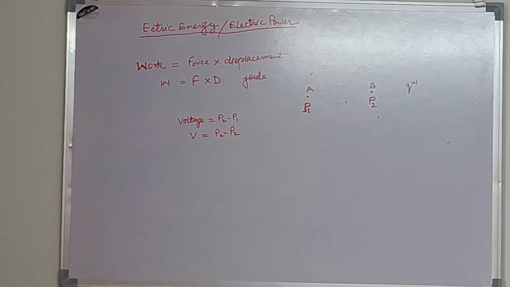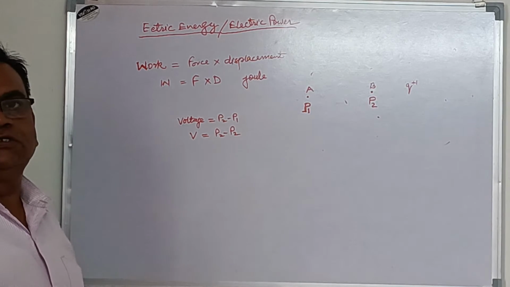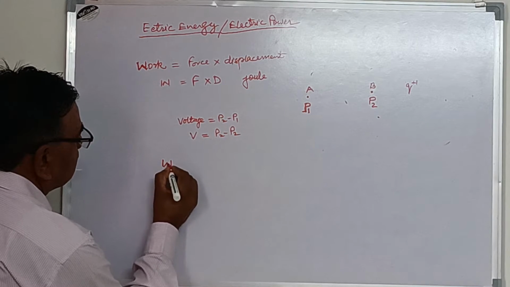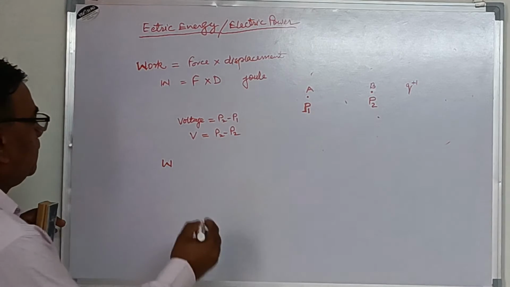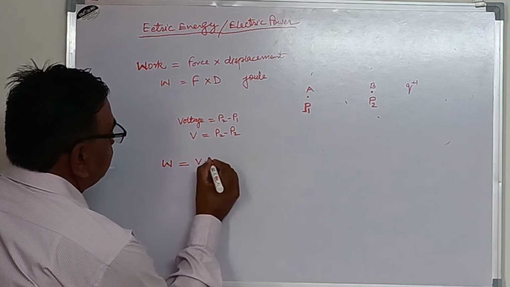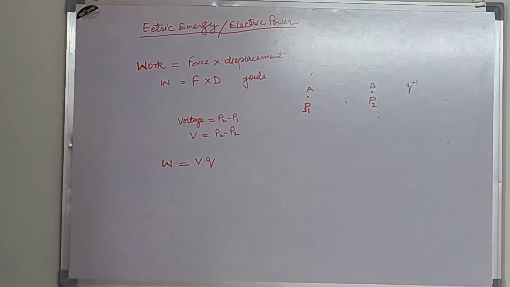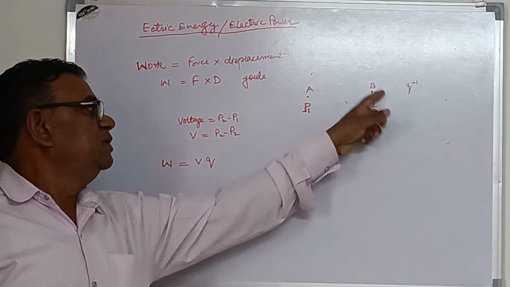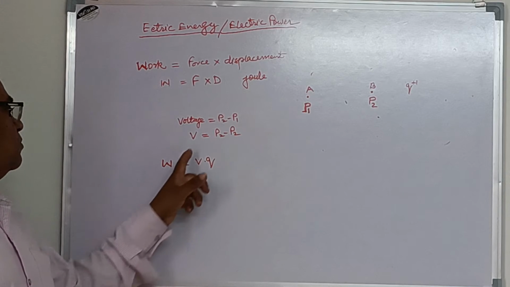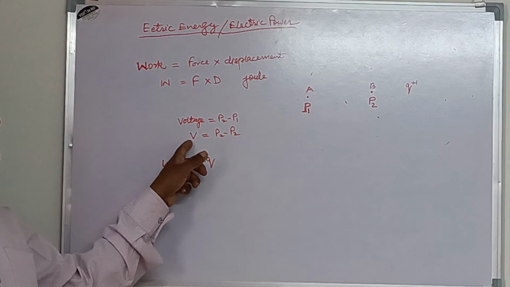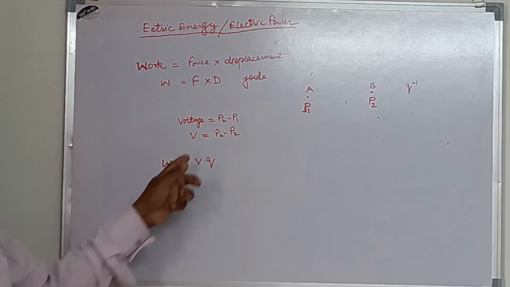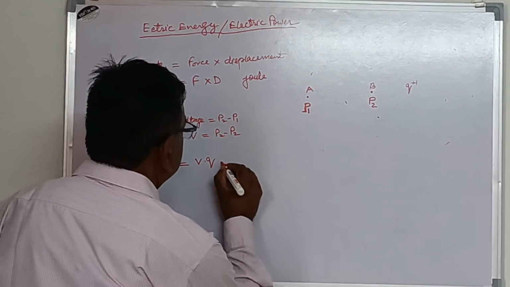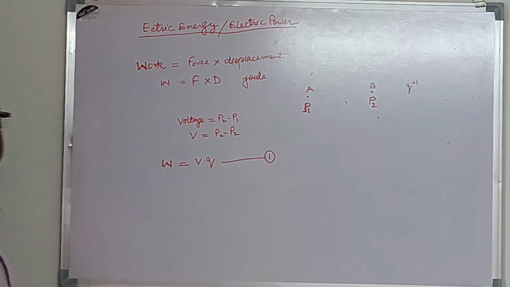Now, take a charge Q in place of unit positive charge. Now the electrical work done will be V into Q. When we displace a charge Q from point A to point B, where the voltage difference is V, then work done will be defined as V into Q. Let this be equation 1.